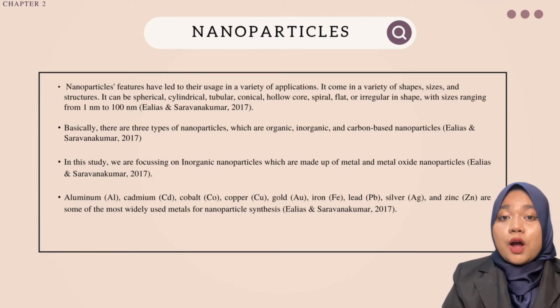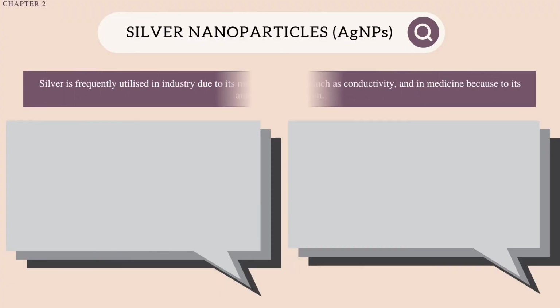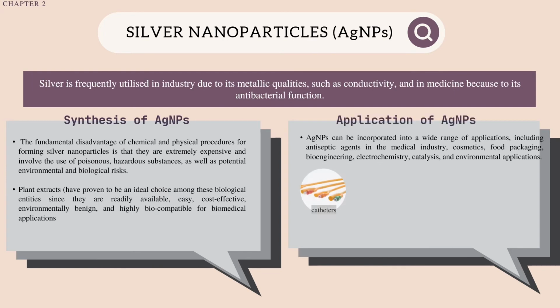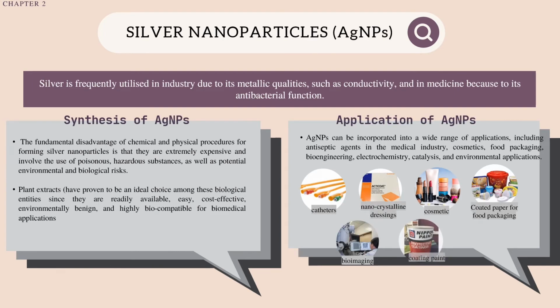Aluminium, cadmium, cobalt, copper, gold, iron, lead, silver, and zinc are some of the most widely used metals for nanoparticle synthesis. The fundamental disadvantage of chemical and physical procedures for forming silver nanoparticles is that they are extremely expensive and involve the use of poisonous, hazardous substances as well as potential environmental and biological risks. Silver nanoparticles can be incorporated into a wide range of applications. Examples are catheters, nanocrystalline dressing, bioimaging, coating paint, cosmetics, coated paper for food packaging, and so on.